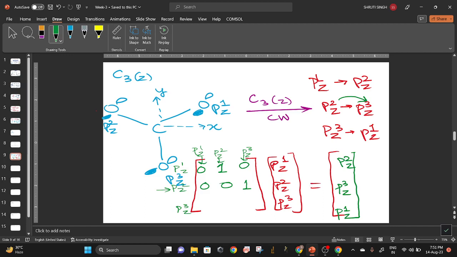Now similarly pz3 is getting transformed to pz1. We will go in the row of pz3, this third row, and we will mark 1 here, because pz1 is forming, and then others will go to 0. Now ignore this one, and do the multiplication of these two matrices on the left hand side and you will get this right hand side matrix.